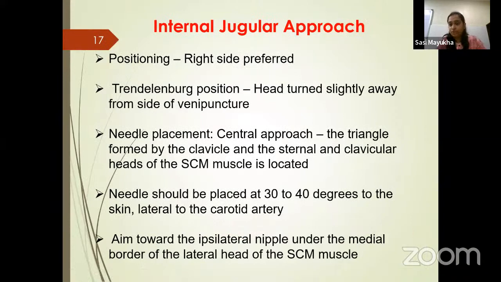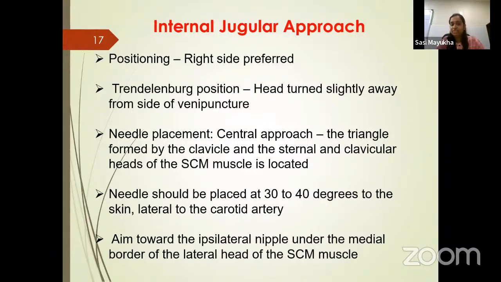So there are 3 approaches which I was telling about: the internal jugular, femoral, and subclavian. We'll be discussing in the next 5 minutes the advantages and disadvantages of each approach. For the internal jugular approach, the right side approach is preferred, and you can place the patient in Trendelenburg position. The head should be slightly turned to the opposite side.